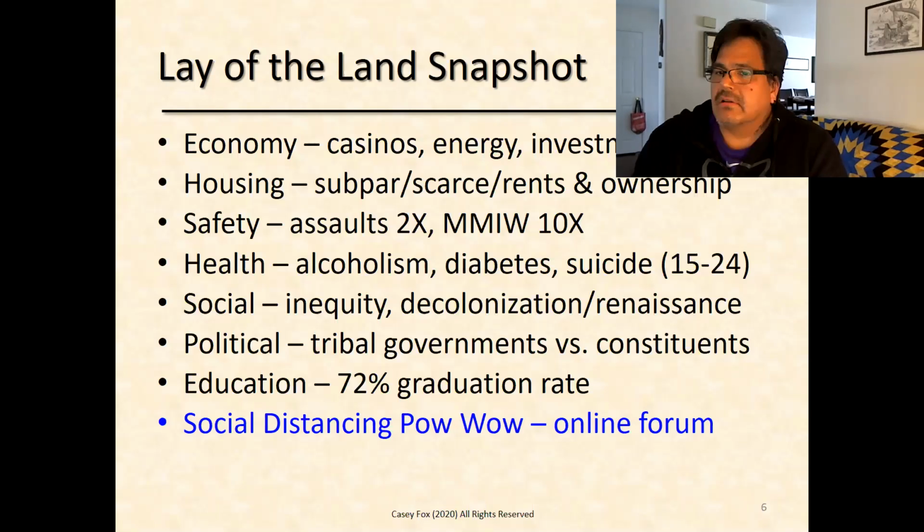Health: alcoholism, diabetes, and suicide. We have the highest rates. And suicides are very concerning from ages 15 to 24. We have the highest rate nationally. So it's a concern for us. And there's a lot of good people in key tribal positions who are doing a lot about this. We have rehab centers being built. We have diabetes centers being built. They're changing the lifestyle to offset some of those negative aspects that affect Native Americans, in general.